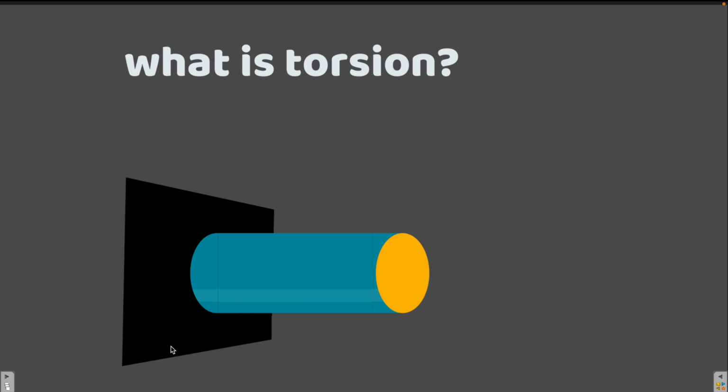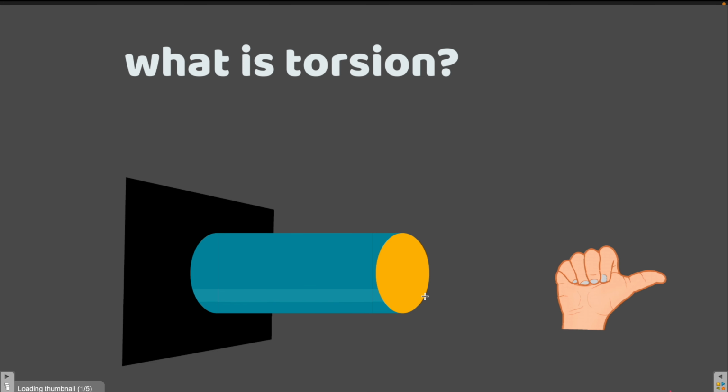Hello learners, welcome back. Let's understand what is torsion. Torsion is another form of movement which causes twist. And here I have shown a shaft which is under torsion or torque, and it is represented by a double arrow. Now what does it mean?